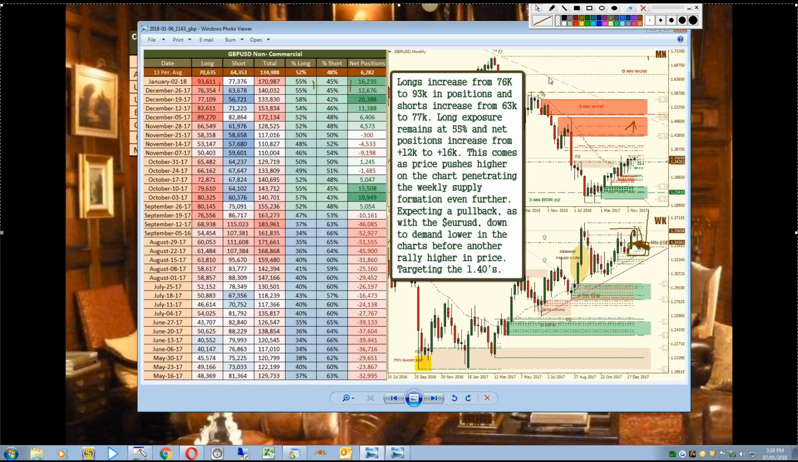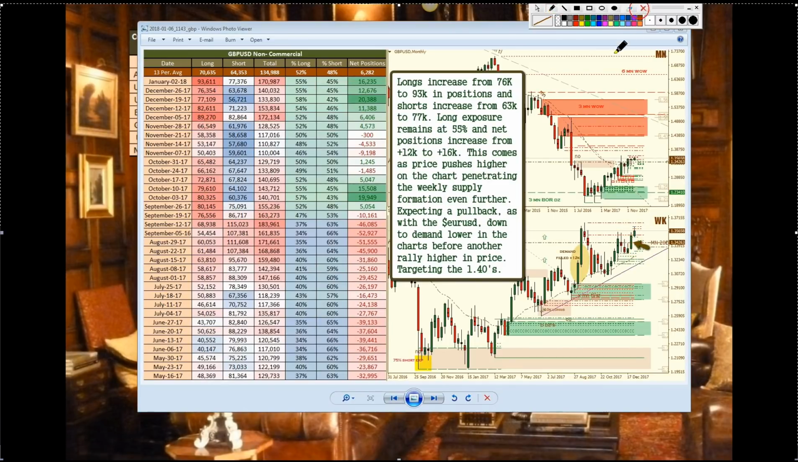Next, pound US dollar, same thing with the pound. We see an increase in longs from 76,000 to 93,000. And we also see an increase in shorts from 63,000 to 77,000. So longs become a little bit more aggressive as we push upwards here, and shorts become a little bit more aggressive, actually coming out of cooled off territory into more neutral territory. Long exposure sitting at a really nice 55%, and net positions at a positive 16,000.